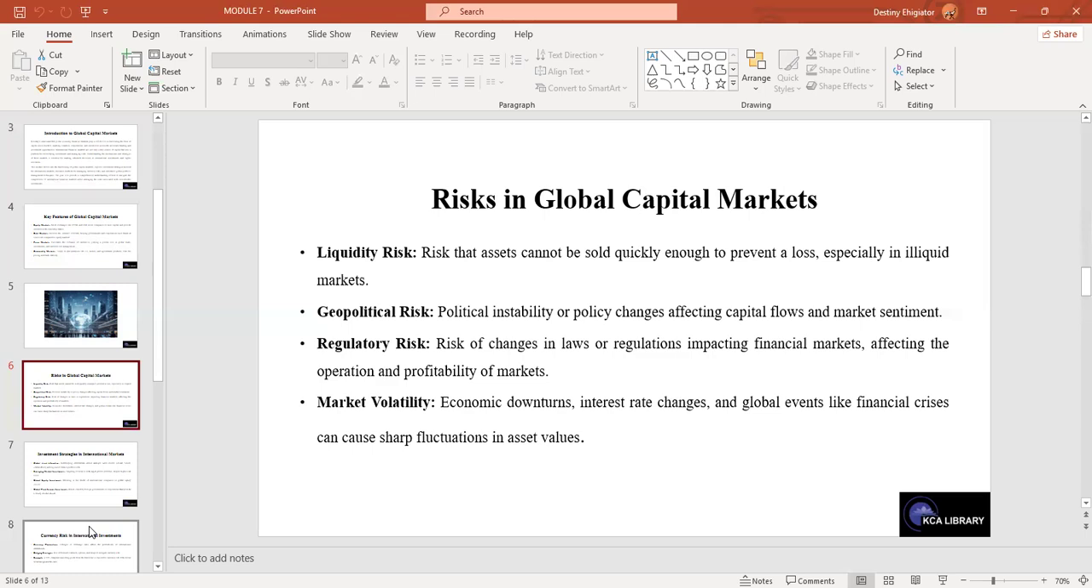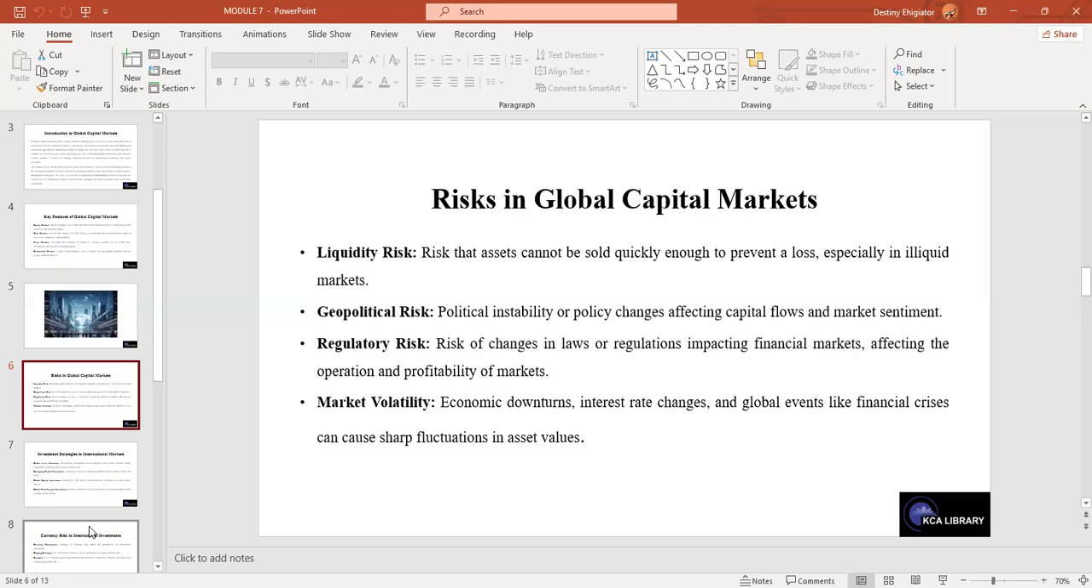The liquidity risk is the risk that assets cannot be sold quickly enough to prevent a loss, especially in illiquid markets. Then you have geopolitical risk. Political instability or changes in policy that affect capital flows and market sentiment is known as geopolitical risk.